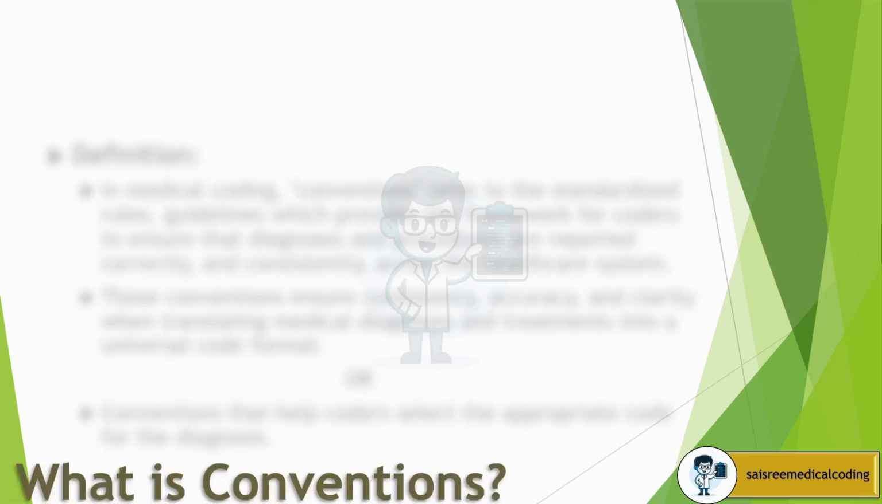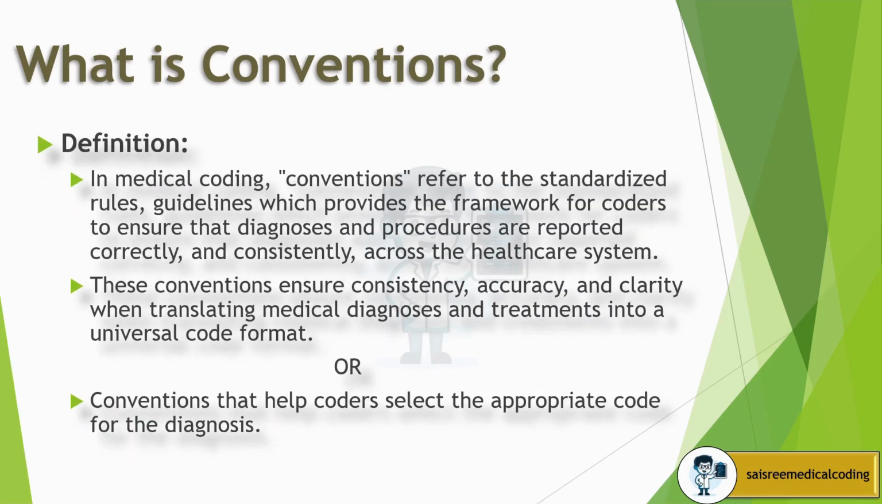Now coming to the conventions definition. In medical coding, conventions refers to standardized rules and guidelines which provide the framework for coders to ensure that diagnoses and procedures are reported correctly and consistently across the healthcare system. I can tell you in a very simple way, these are standardized rules. Conventions are the standardized rules or guidelines that help coders to select the appropriate code for the diagnosis.